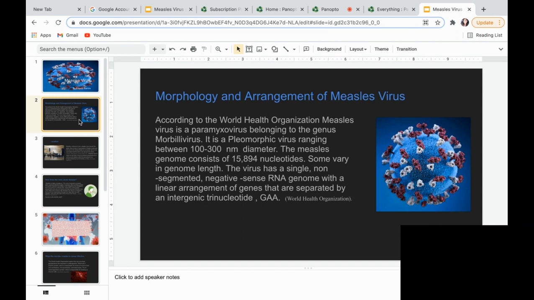The virus has a single, non-segmented, negative-sense RNA genome with a linear arrangement of genes that are separated by an intergenic trinucleotide, GAA.